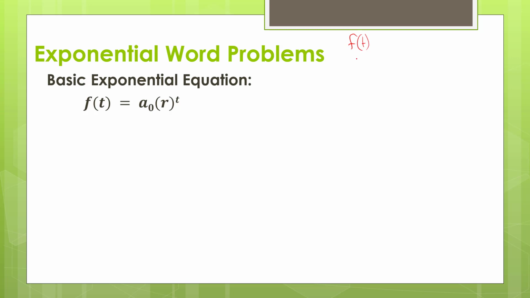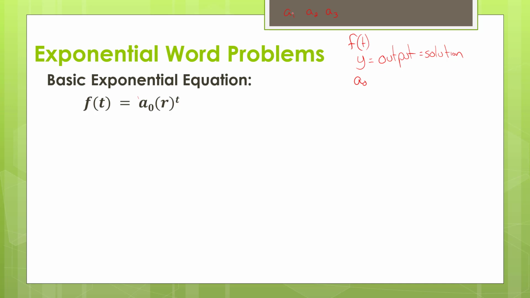Now, f of t is a fancy way of saying y. We also recognize that the y is the output. So it's generally our solution that we are looking for with any given equation. All right, next term, a sub 0. A sub 0 is not something we spent a whole lot of time talking about, but we did talk about a sub 1 and a sub 2 and a sub 3 when we did sequences.